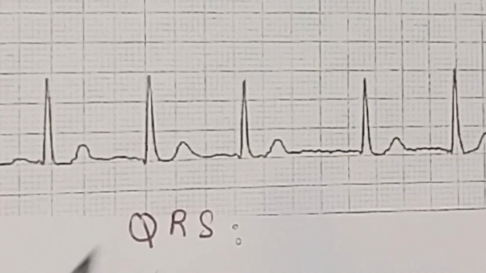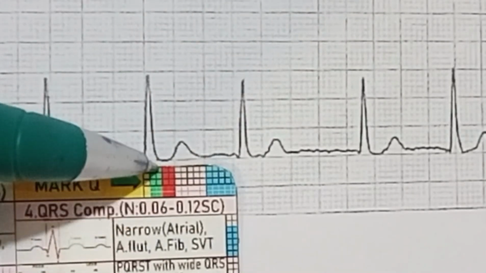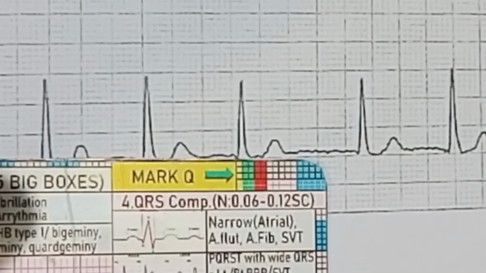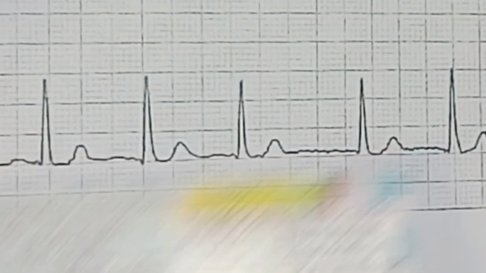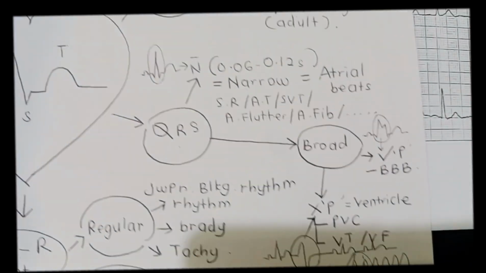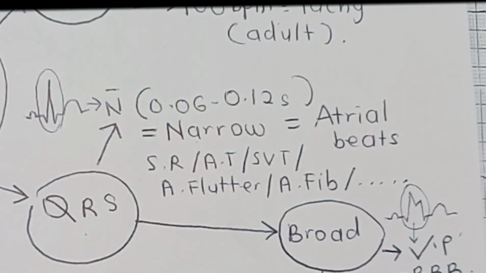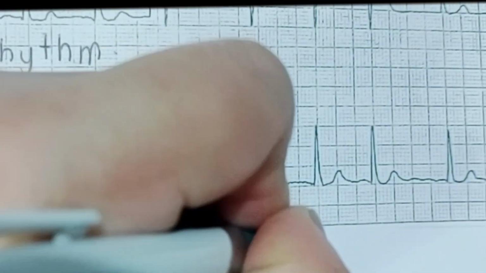So we need to look for the QRS duration. So we mark the Q. It falls in the green, normal narrow, also green normal narrow, also green normal narrow. S is narrow. QRS is narrow. It was atrial beat. So narrow is atrial.